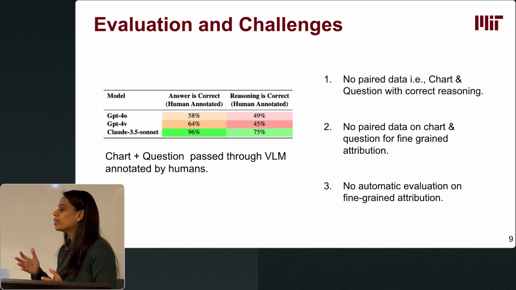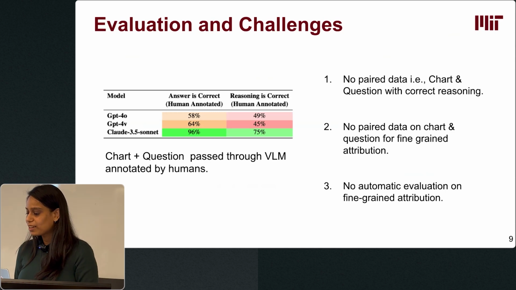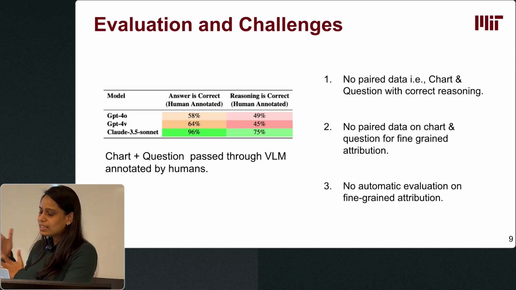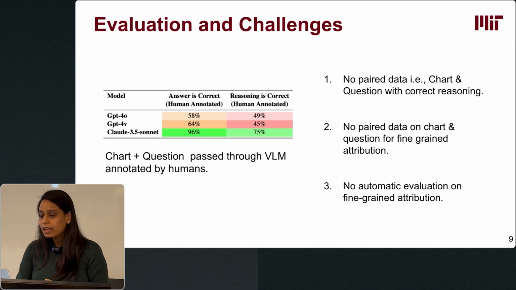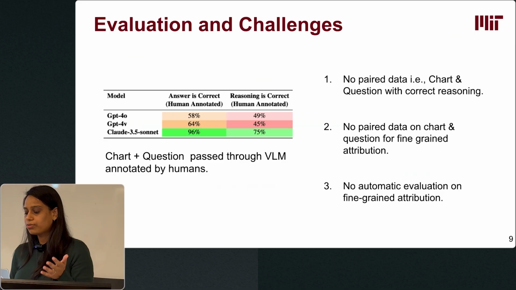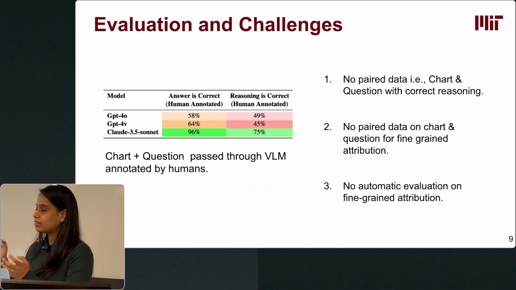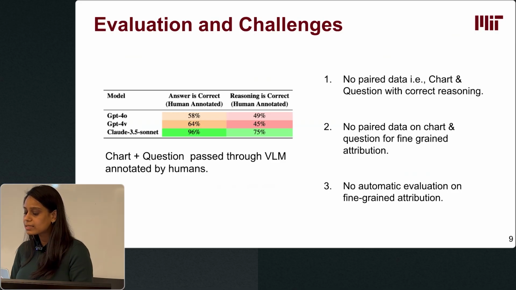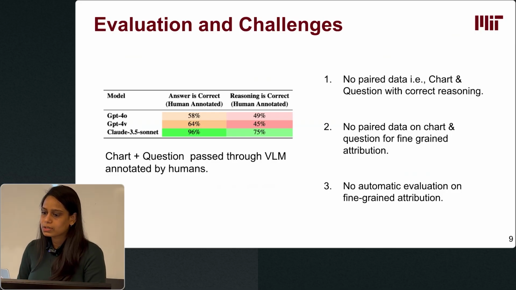Now, what are the challenges when we are dealing with attribution of charts? The first thing is there's no paired data. That is, if chart and questions are there, which is easy for humans to create, but there's no correct reasoning with that. Sure, we can pass it through vision language models and correct reasoning could be collected, but we do not know how correct are those reasoning. There's no paired data on chart and question for fine-grained attribution, that is no bounding box related to those answers. And there's no automatic evaluation that has been defined for fine-grained attribution. So these are the three things that we focused on.